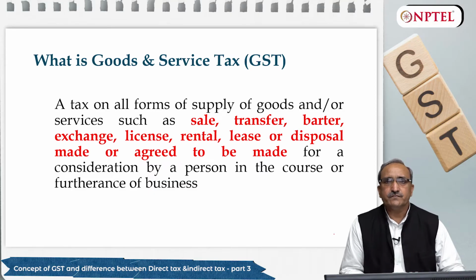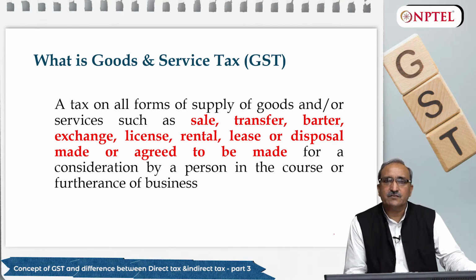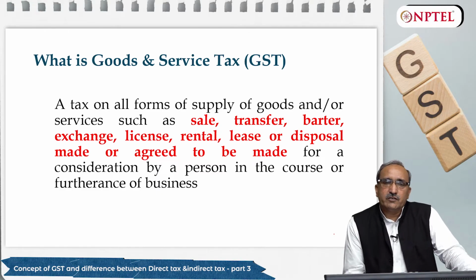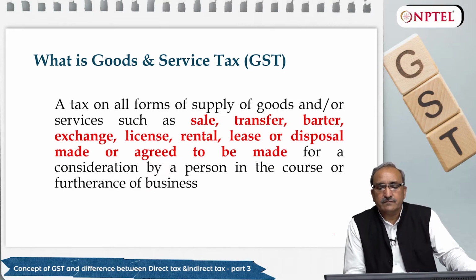Now friends, coming to GST, goods and service tax. What is that? Meaning how this tax is implemented, how this tax is charged. It says it's a tax on all forms of supply of goods and or services, or both, in the form of sale, transfer, barter, exchange, license, rental, lease, or disposal made or agreed to be made. Means what?